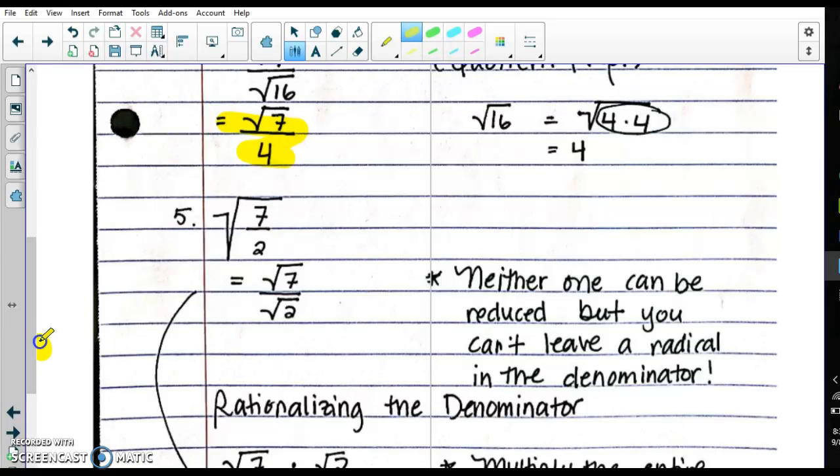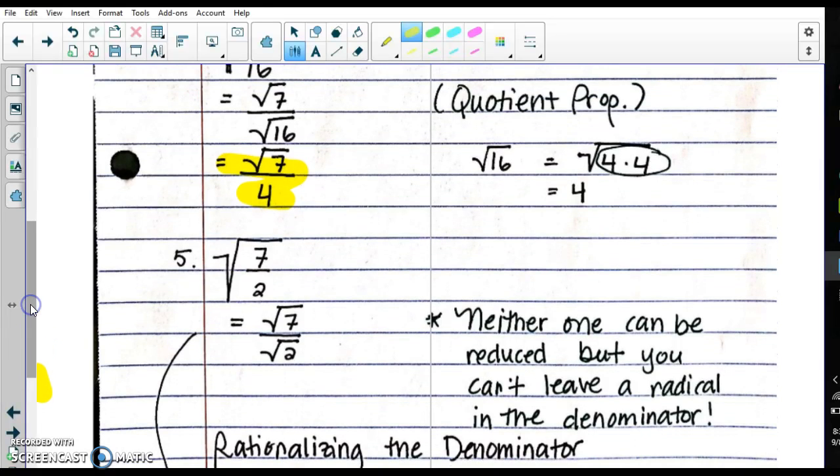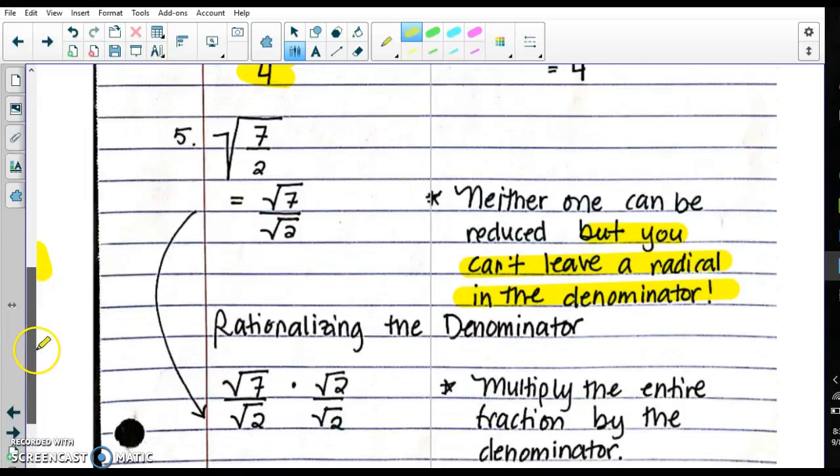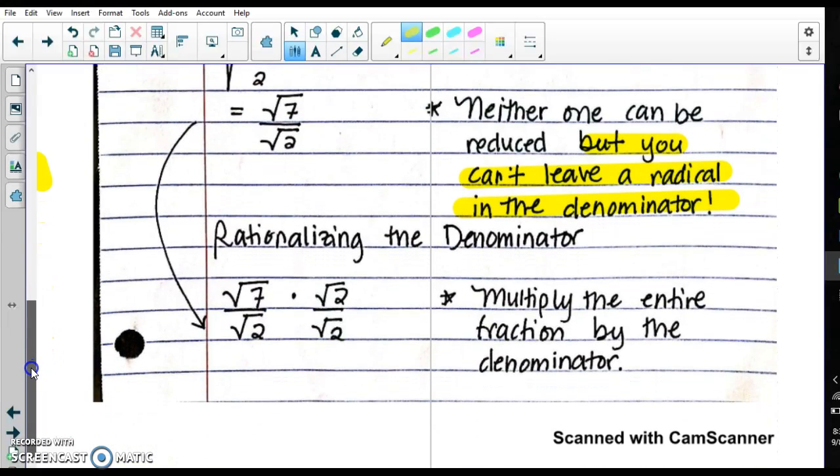Here's another one. We have the square root of 7 over 2. Now, we can break that up to the square root of 7 over the square root of 2, but neither one can be reduced because they're both prime numbers. But you cannot leave a radical in the denominator. Okay? That's one of the rules with square root. So we have to do what's called rationalizing the denominator, which pretty much just means getting the radical out of the denominator.